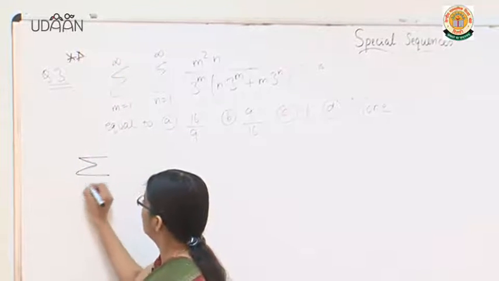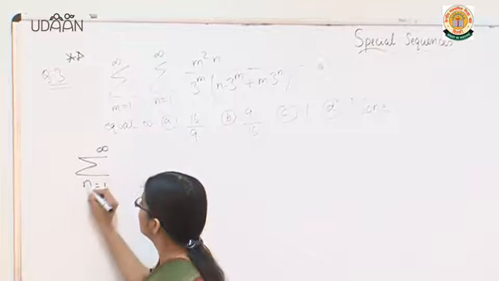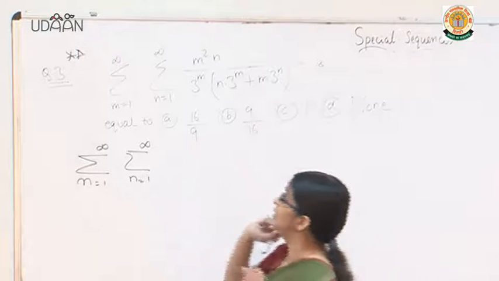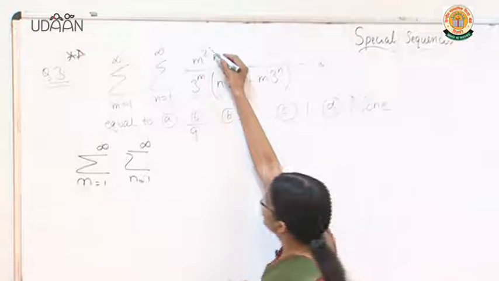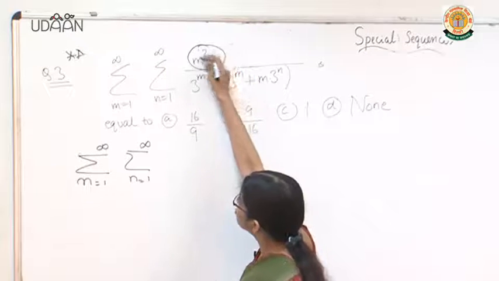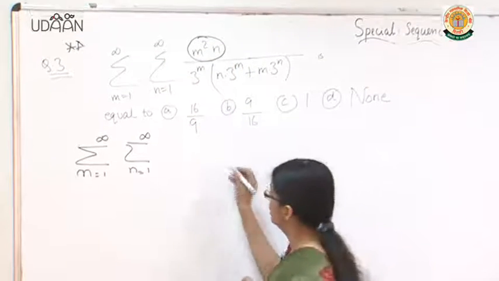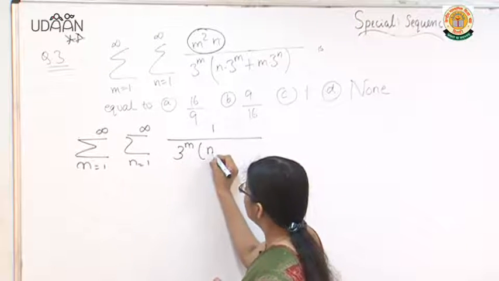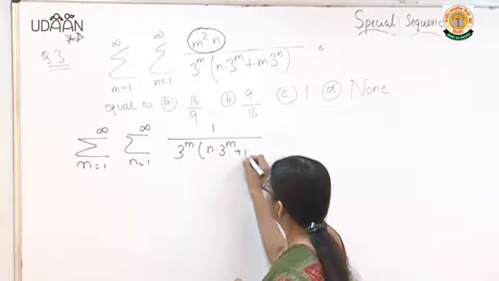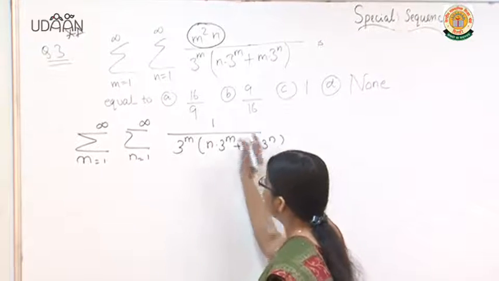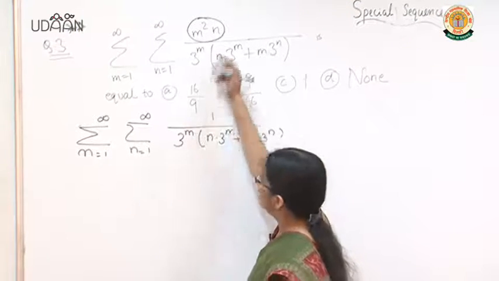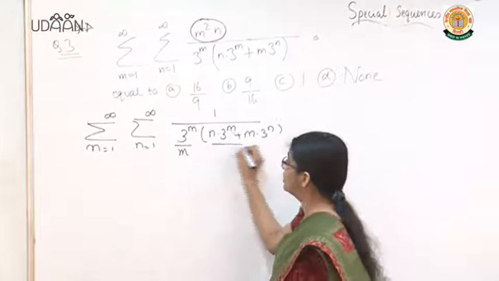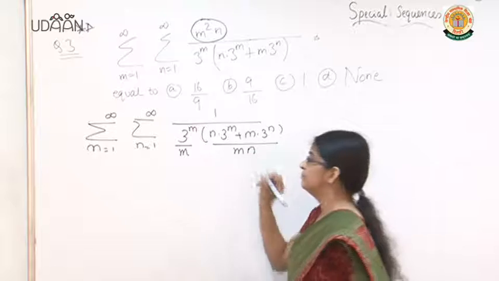Sigma m equal to 1 to infinity, sigma n equal to 1 to infinity. Listen carefully to how I am going to solve this question. The numerator is m square n. I am going to bring this numerator to the denominator. So, 1 divided by, this becomes 3 power m, n into 3 power m plus m into 3 power n. The denominator will be m square n, and the remaining m n goes with this bracket.